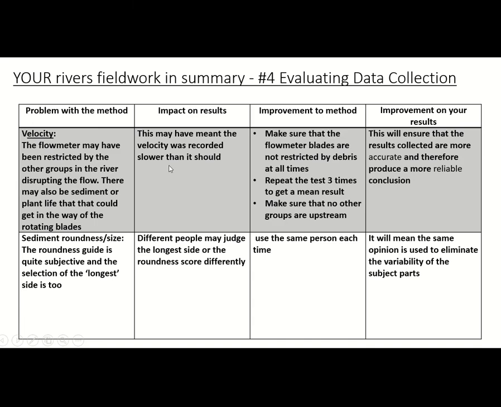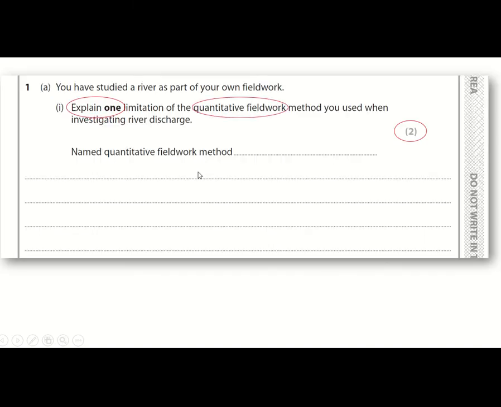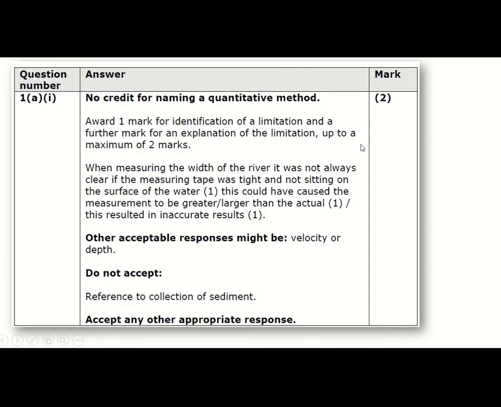So this particular section would be what you would write in this answer. You'd say velocity flow measured. People standing upstream of us may have disrupted the flow, tick. This meant that our flow was slower than it should have been, tick. Okay, it doesn't have to be rocket science. It's very straightforward to get those 2 marks.